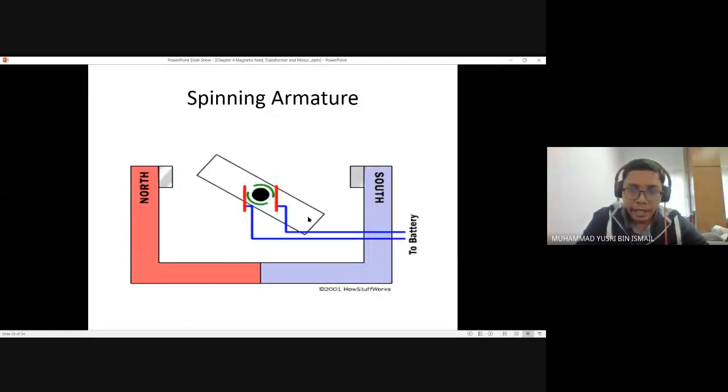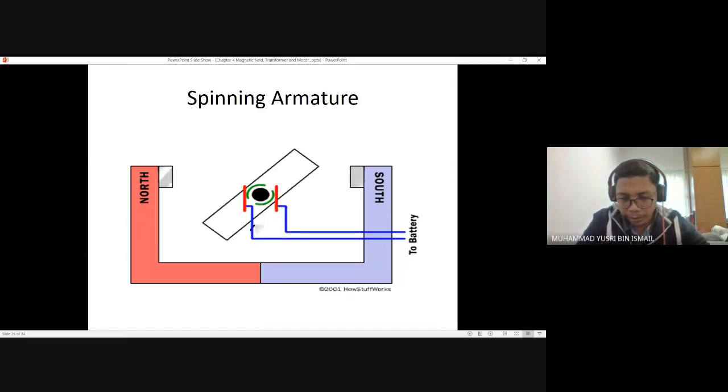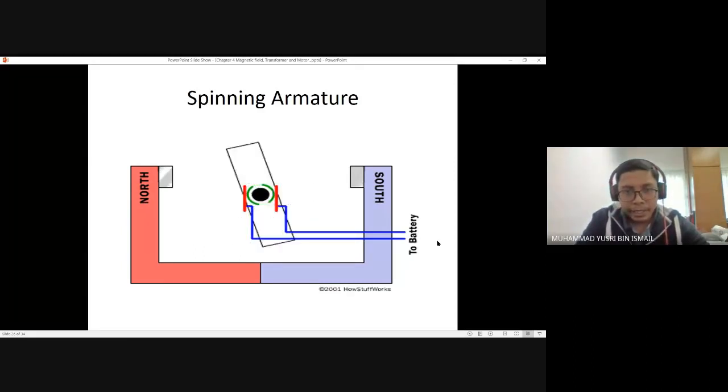Okay, tengok, since the current is DC, so that's why it only rotates in one direction. Okay, and then it must be connected to the battery. If you did not connect to the battery, then it cannot spin lah.